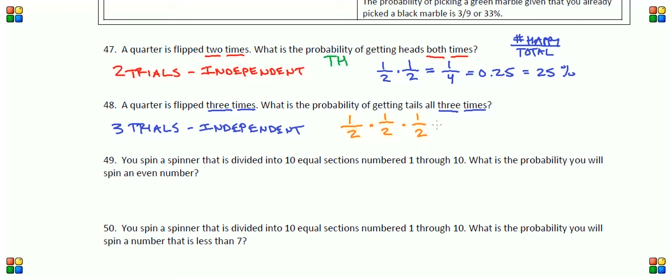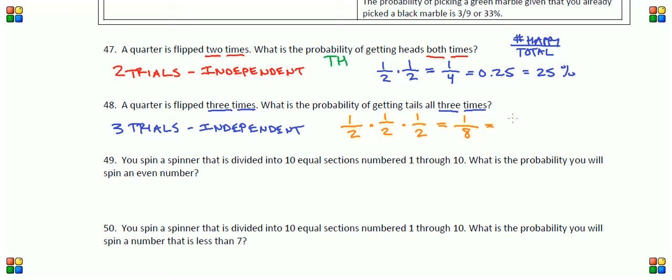So multiply these out. Rules of fractions, just go over this class. When you multiply fractions together, you multiply all the numerators together. 1 times 1 times 1 is 1. 2 times 2 times 2, those are our denominators, that is 8. And that means our probability of getting tails all 3 times is 1 out of 8, or 1/8.